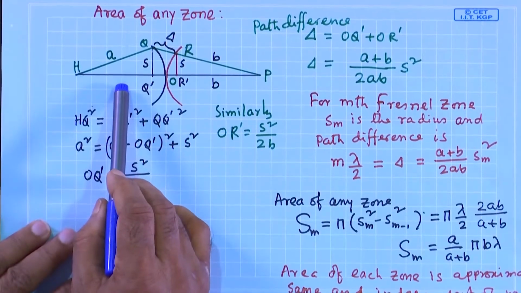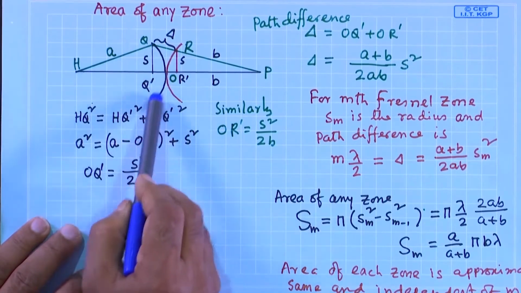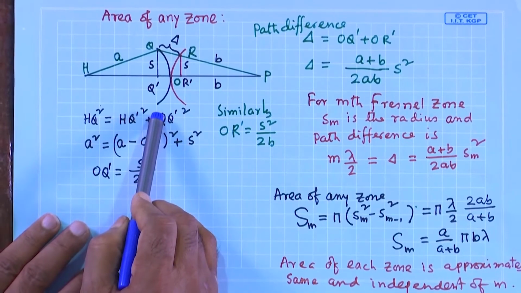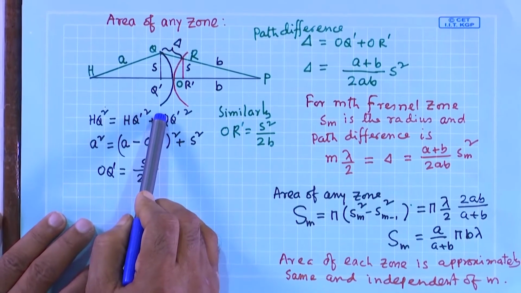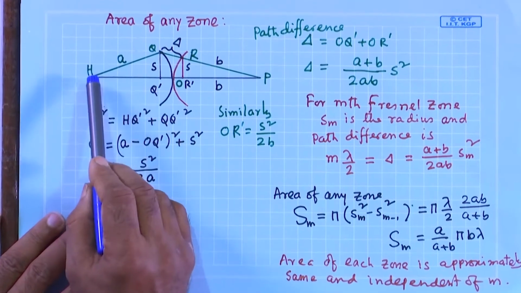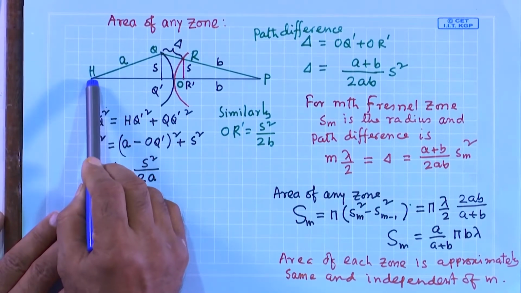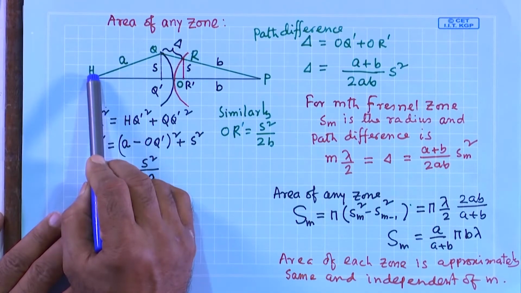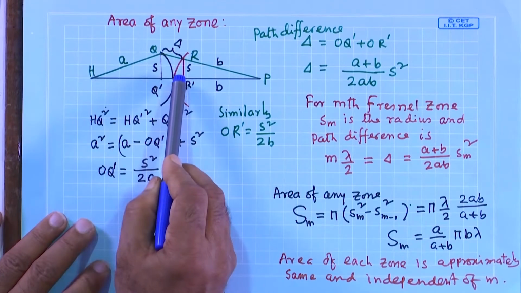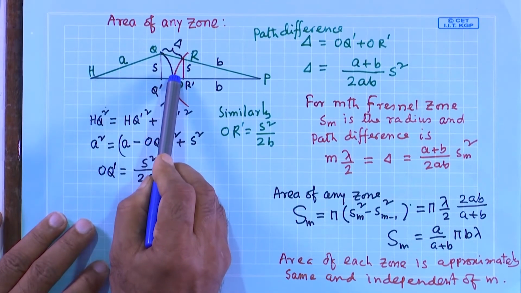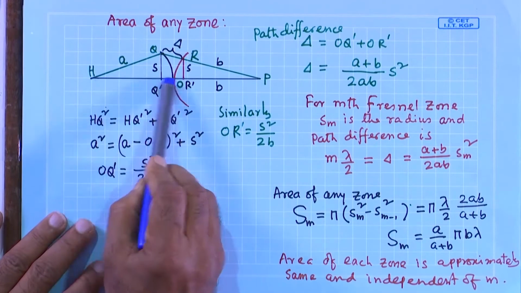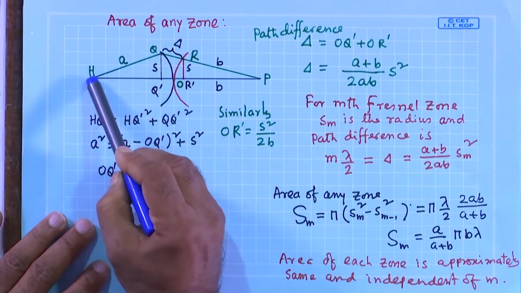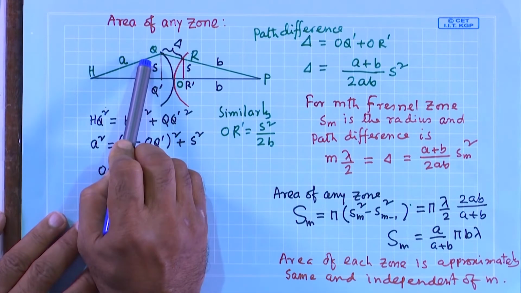So, basically this is the wavefront, block 1. We consider block 1 the wavefront. From source A, this spherical wavefront is coming. Now, from the center of this wavefront, if this distance is A, this distance is also A, that means this HQ distance is also A, right.